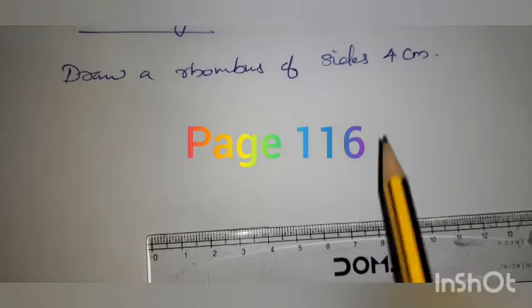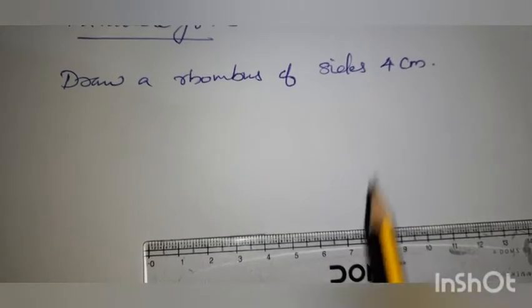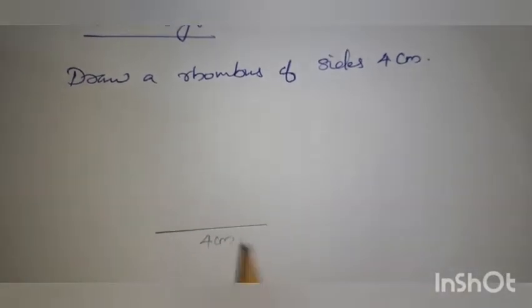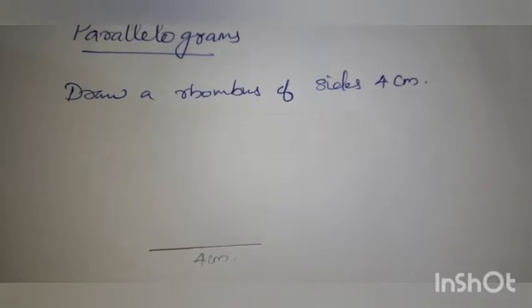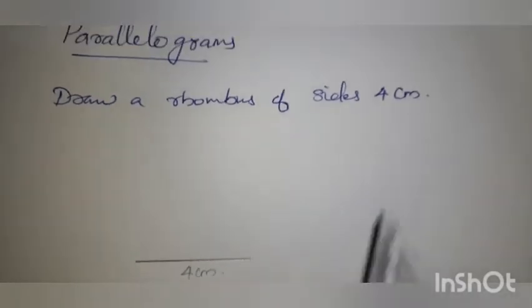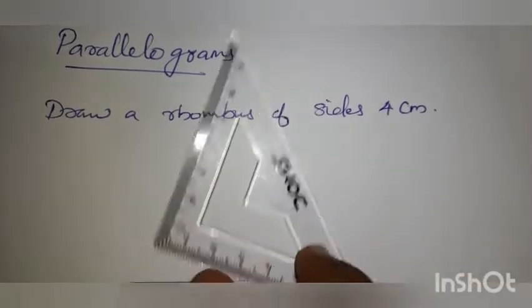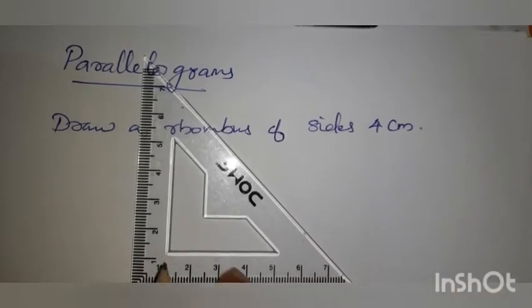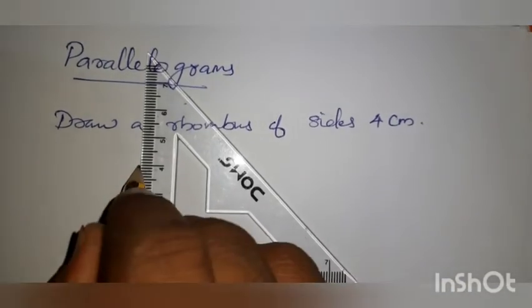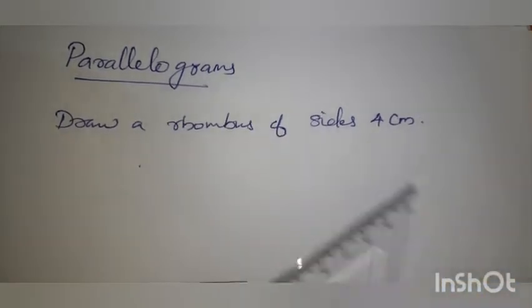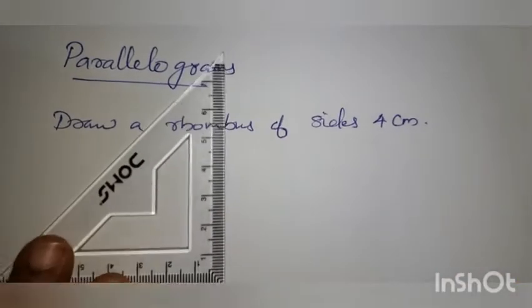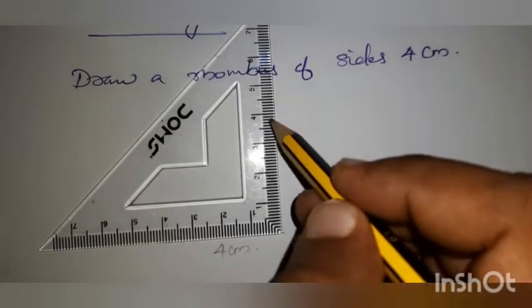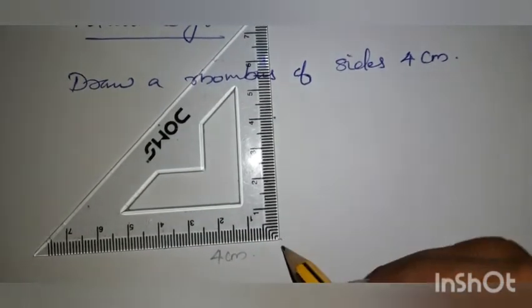Draw a rhombus of side 4 cm. So first of all, you draw a 4 cm line. Then from two ends we can draw the perpendiculars. Either use the set square or a protractor. So keep the set square and mark 4 cm. Then the other side. Mark 4 cm, then draw the line.